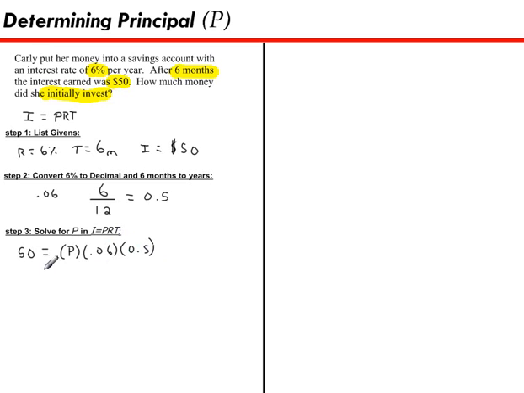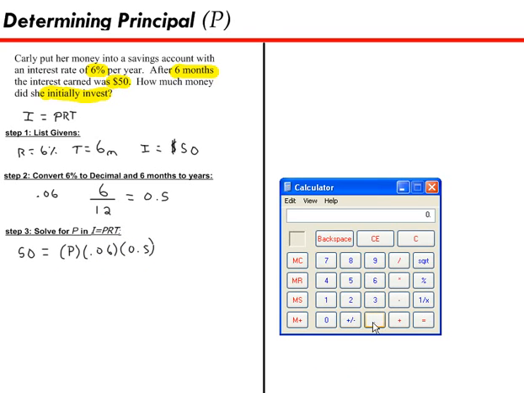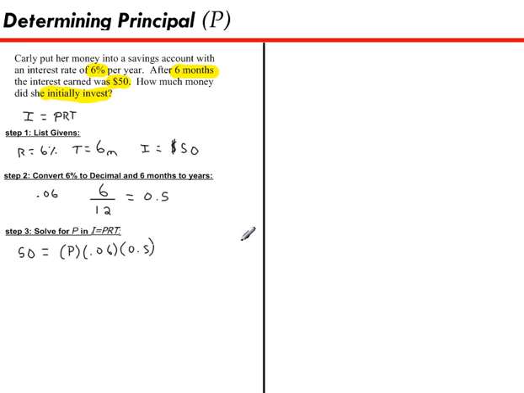Next, I'm going to simplify this equation just a little bit. I'm going to clean it up by multiplying 0.06 times 0.5. So I'll bring in the calculator for that. 0.06 times 0.5, and I get an answer of 0.03. So that's going to look something like this: 50 equals P times 0.03. The reason I did that is so now I can do one nice little operation to solve for P.